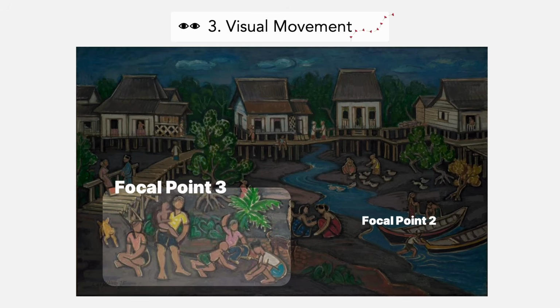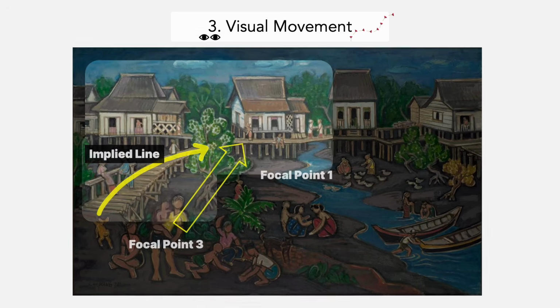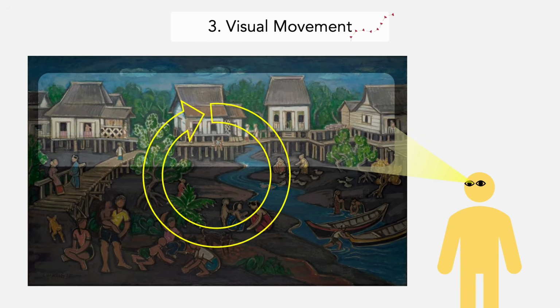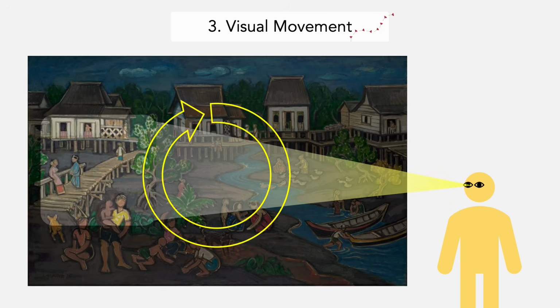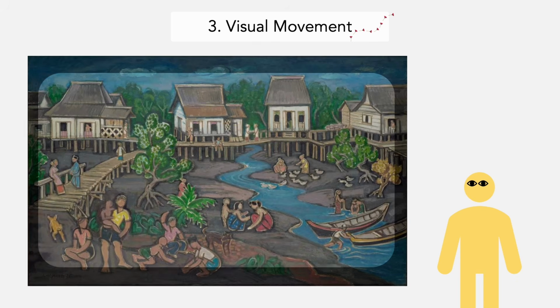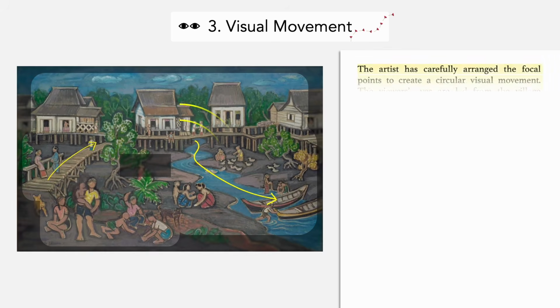Then, my eyes move to the villagers in the left foreground, as they are another focal point. Finally, I'm directed back to the village houses via the wooden walkway, which is another line. Notice how the arrangement of focal points creates a circular visual movement, from the background, through the river, to the foreground, through the wooden plank, and back to the background. So how do we write all of this down in a paragraph? Well, it may look something like this.